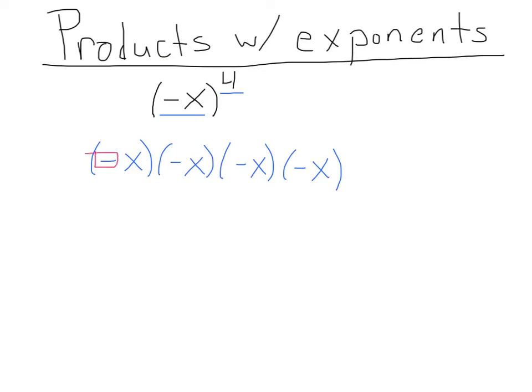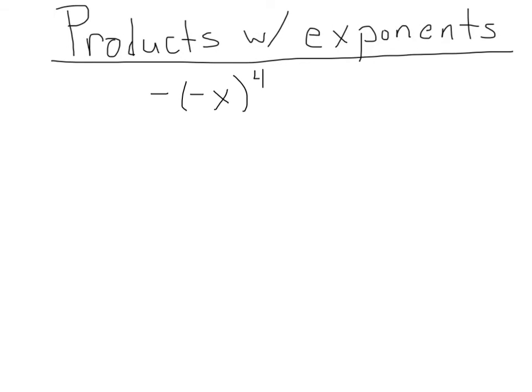We have a negative times a negative, which is a positive, times a negative, which is a negative, times a negative, which will be a positive. Then we don't have any numbers to deal with, so we are going to write out our x, and we have 1, 2, 3, 4 of them, so we have a positive x to the 4th as our answer.